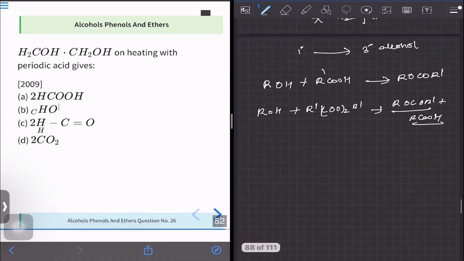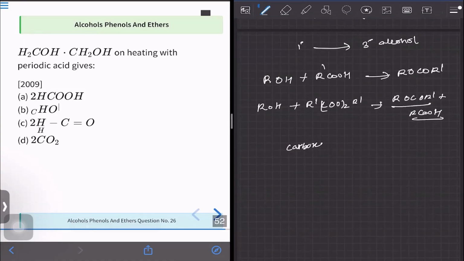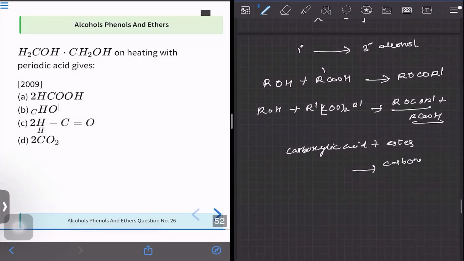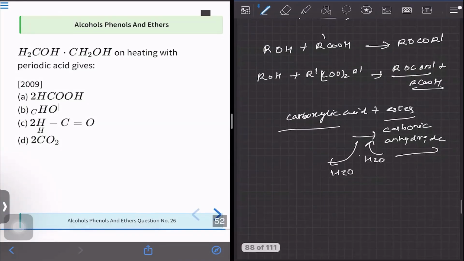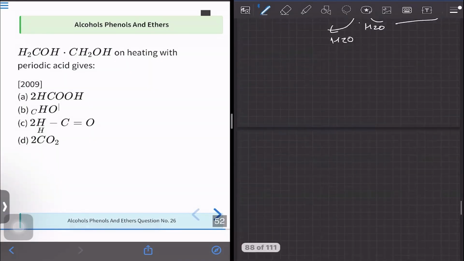We all know whenever carboxylic acid is combined with ester, it produces carboxylic anhydride, because whenever we add water to this reaction, it produces carboxylic acid or ester. Whenever we remove water, it produces carboxylic anhydride.